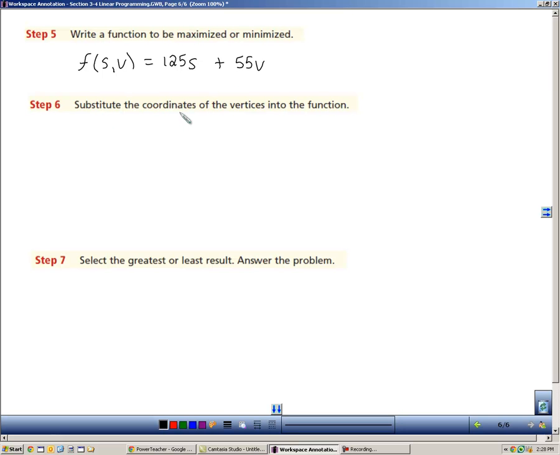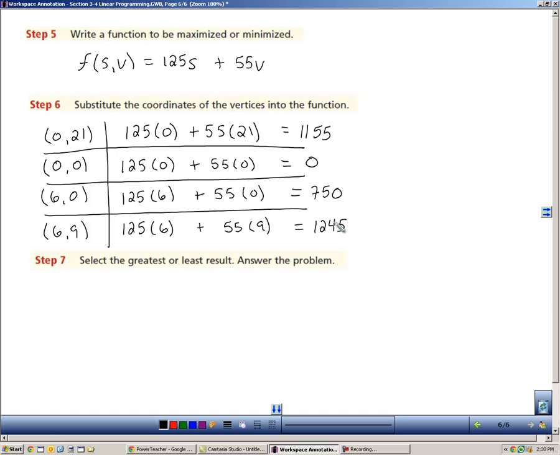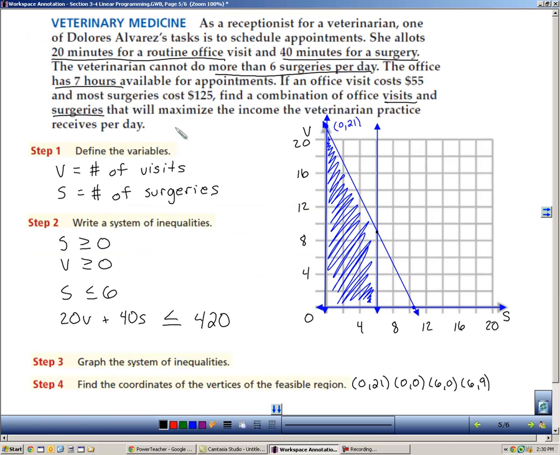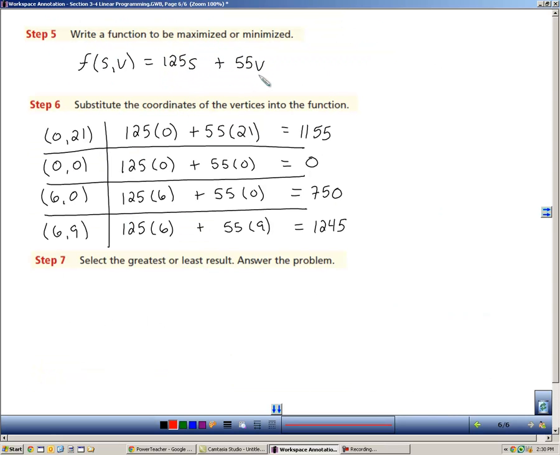Step 6, substitute the coordinates. So I'm going to plug all 4 coordinates that I found that bound my region into this function. The last step, select the greatest or the least value depending on what the problem's asking for, and then answer the problem. Well, let's go back. We want to find out what will maximize my income. And that's what my function is. My function is a function of income. I'm looking at the number of surgeries and the number of office visits to make the biggest amount of dollars. And it looks right here like 1245 is the way to go.